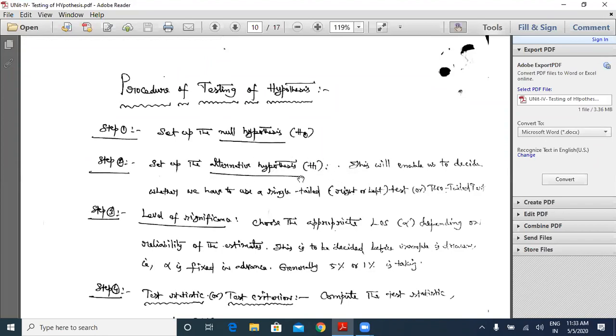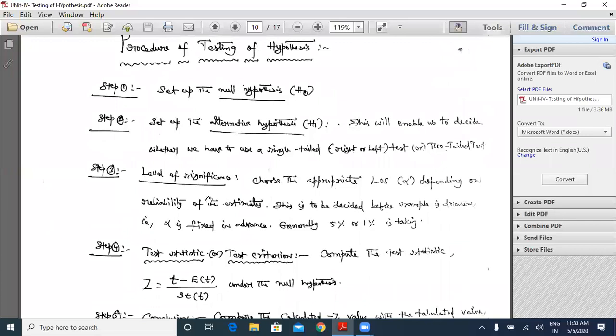The second step is important. First you have to set up the H0, and in the second step you have to write H1 based on the given problem. You can write whether it is left tail or right tail or two tail. So this is the second step.